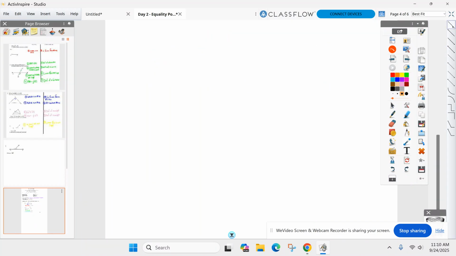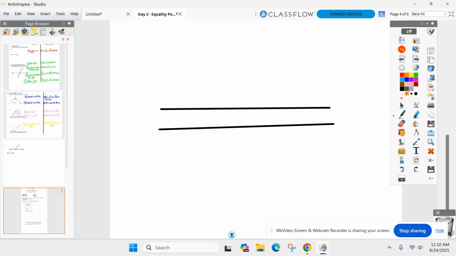If I had this, I'm just going to call this line segment A and line segment B. It has nothing to do with your notes. I just want you to lock in up here. If I told you this, what do you know about A and B? Same length, they're congruent because you know what hash marks mean.